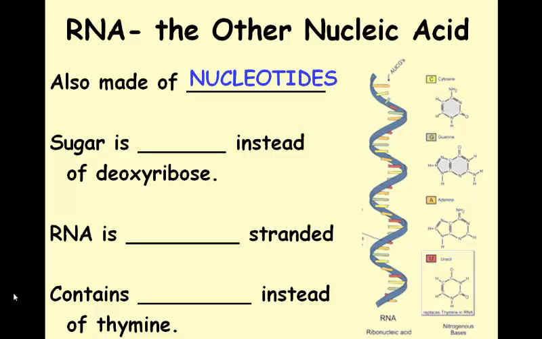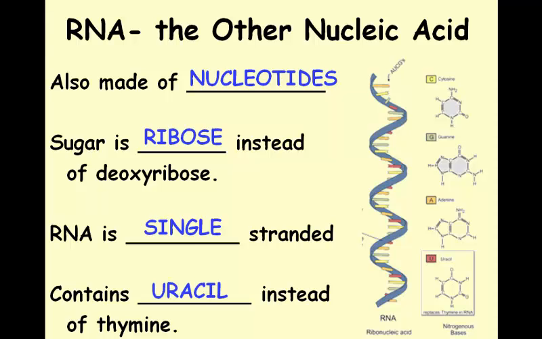RNA is also made up of nucleotides, so it's made up of the nitrogen base, the sugar, and phosphate group. However, the sugar that makes up that RNA is going to be ribose sugar instead of deoxyribose sugar. So remember, the D in the deoxyribose stands for that DNA part. So the R in the ribose sugars is why we use the RNA. RNA is single-stranded, unlike DNA, and it contains uracil instead of thymine. So uracil will bind with adenine rather than thymine in RNA.